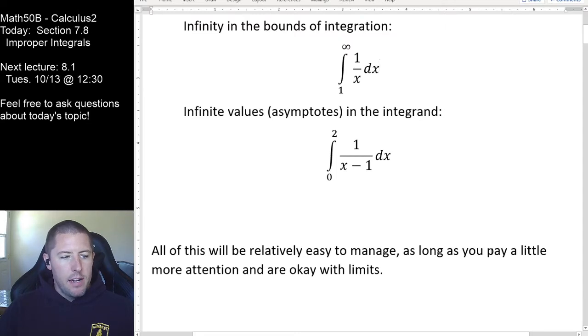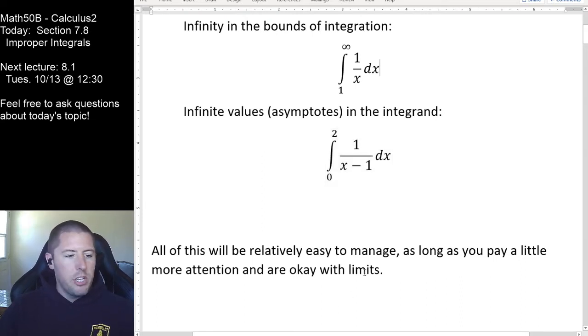And I'm just going to say here, in holding with my statement, I think I can do 3 shorter lectures this week. All this will be pretty easy to manage. We just need to pay a little bit more attention. And by that, I specifically mean this case here, paying attention to saying, do we experience a vertical asymptote over our bounds of integration? If so, we need to stop and be more careful. That's the paying a little bit of attention that we need to do.